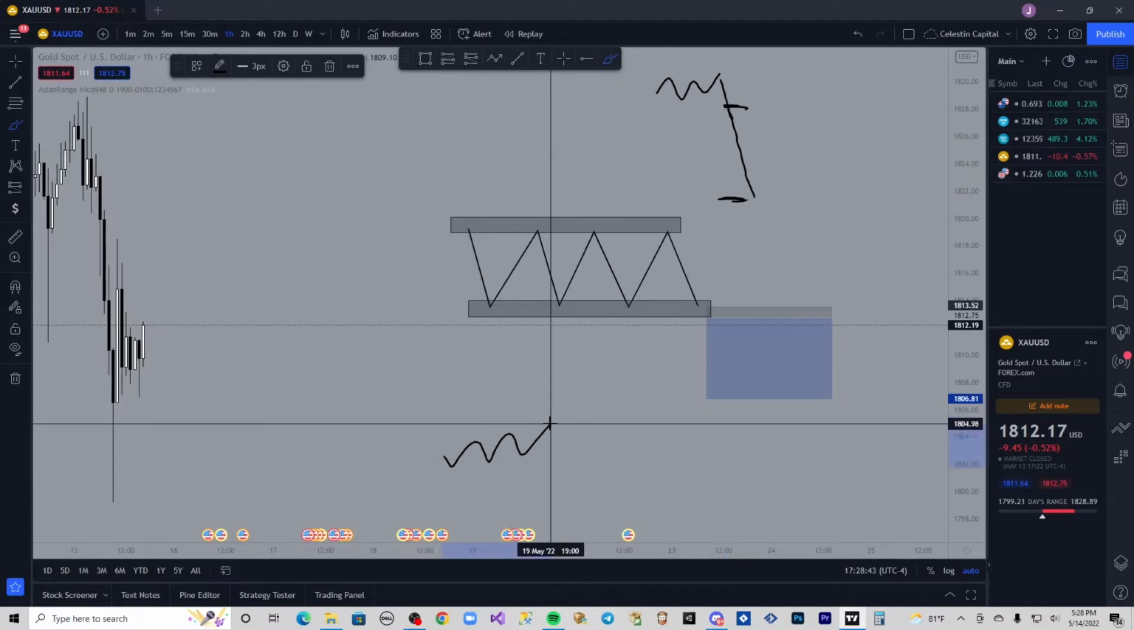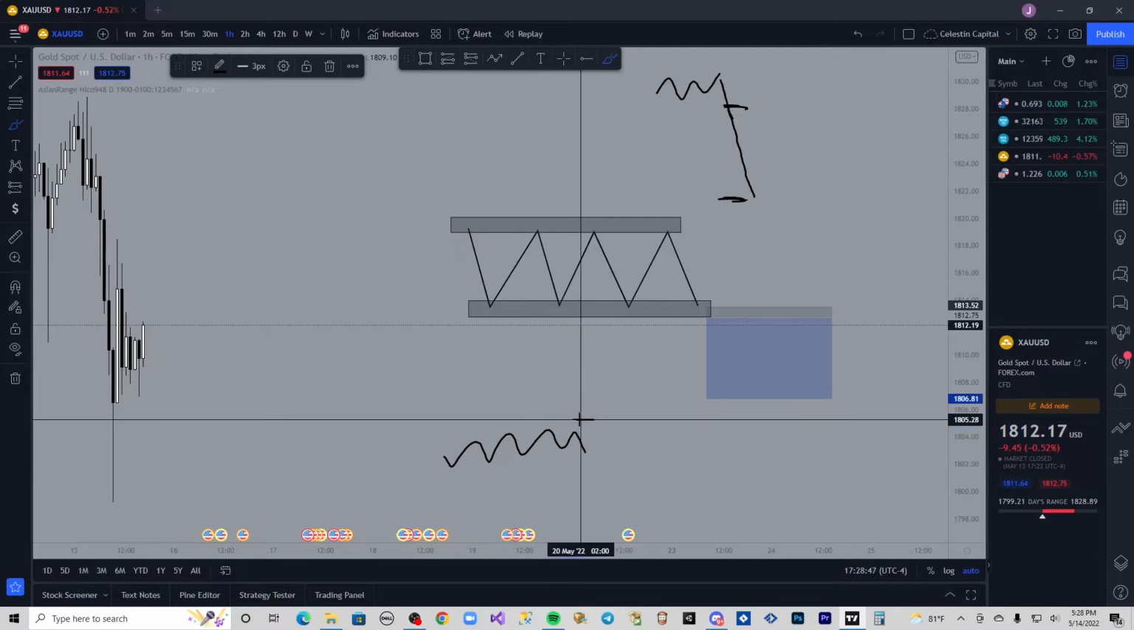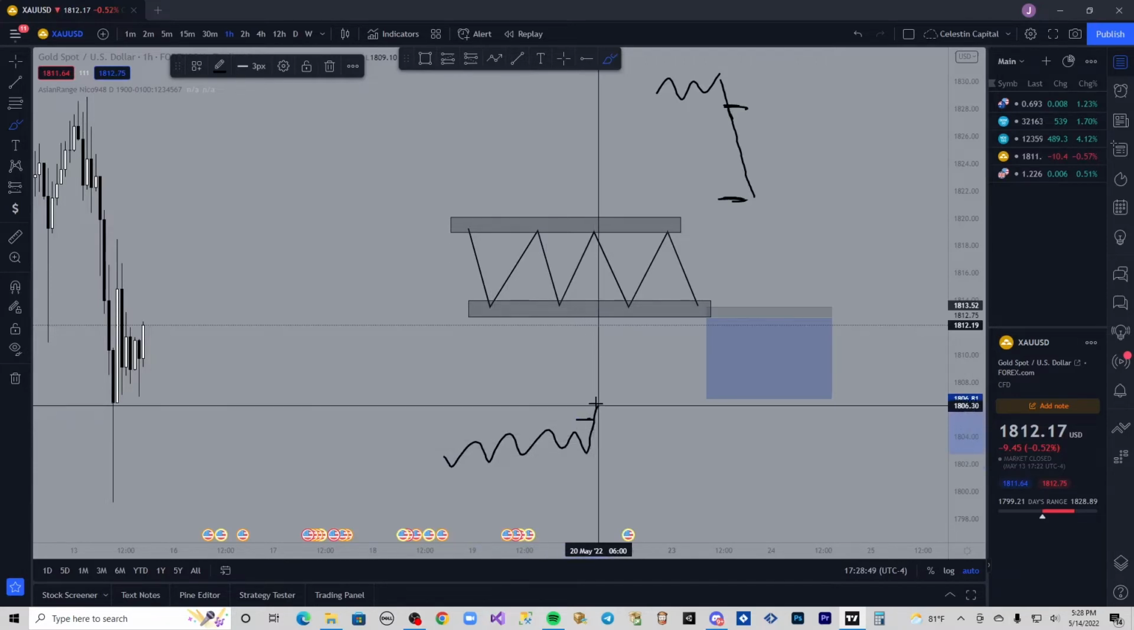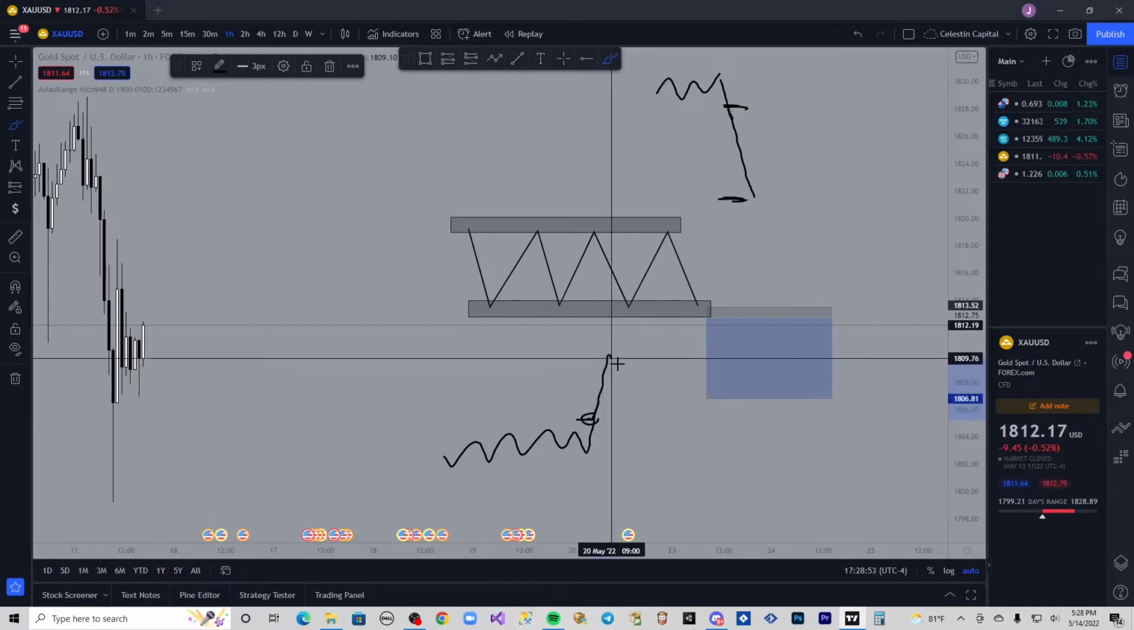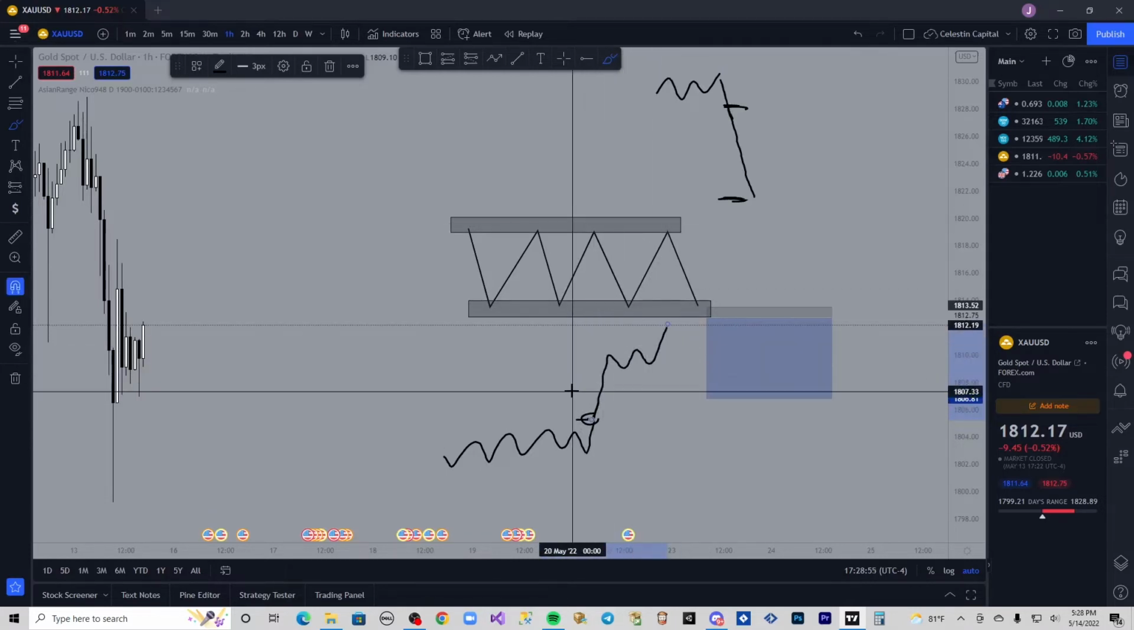Let's say you're expecting to buy, you have your entry up here. Once the market passes this price, you get tagged into the order. And again, you're expecting price to do something like this to continue up.